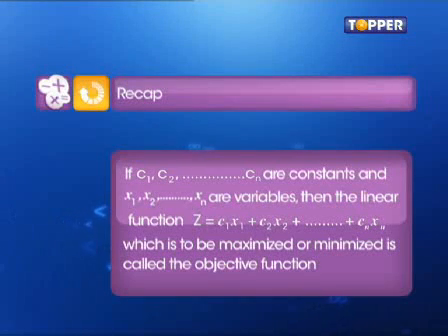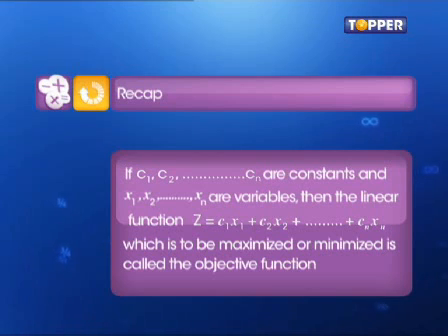Now let's do a quick recap of whatever we have discussed today. We described the setting of linear programming problems with these observations. 1. If c1, c2, and so on till cn are constants and x1, x2, and so on till xn are variables, then the linear function z is equal to c1x1 plus c2x2 plus so on till cnxn, which is to be maximized or minimized, is called the objective function.